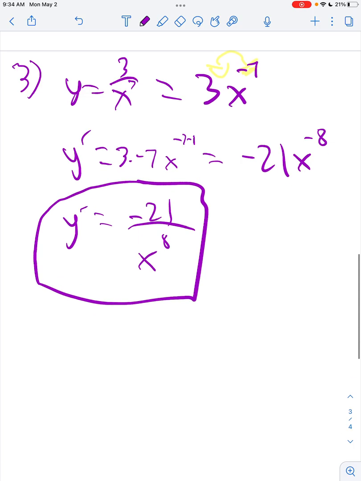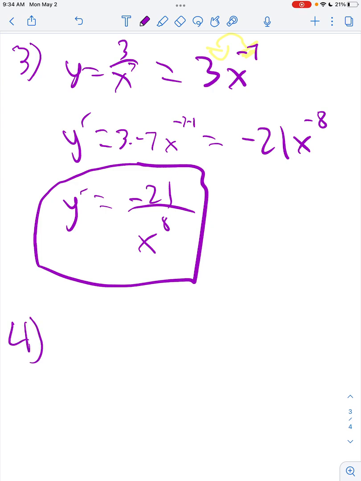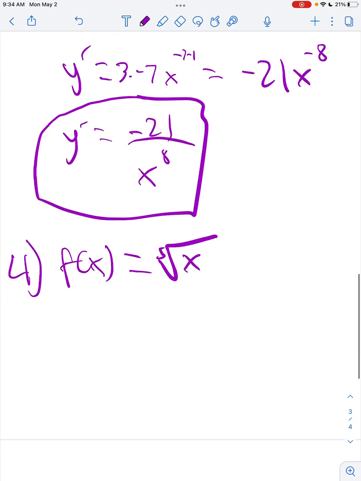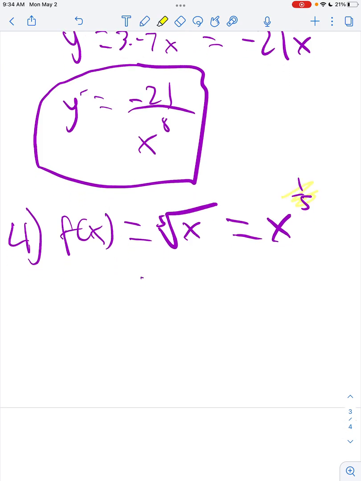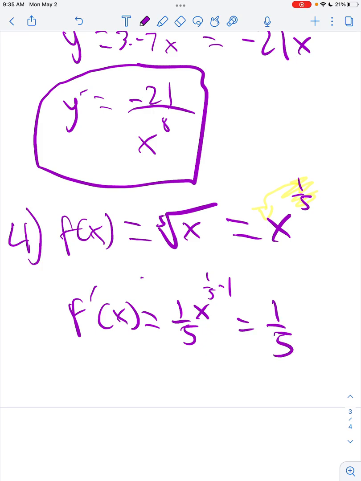It's a good reminder that when we have radical signs, we can create functions with those as well. So f of x equals, let's say, the 5th root of x. We could rewrite this function as x to the 1/5 power. When I follow the power rule and bring this out front, my derivative is going to be 1/5 x to the 1/5 minus 1. So 1/5 x to the negative 4/5.